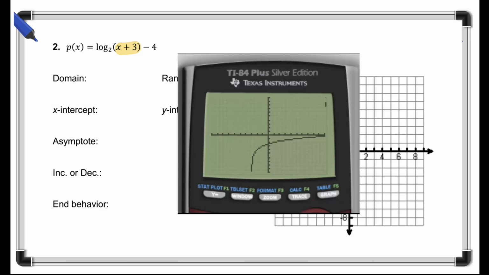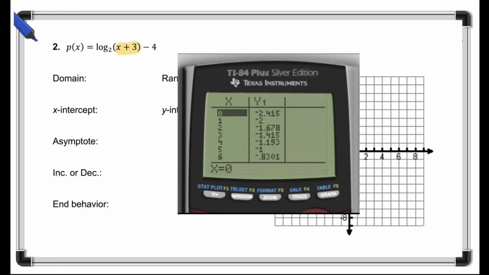Okay, so here we have our graph. Remember where your vertical asymptote is. You have a horizontal shift to the left 3, and you'll notice that your graph shifts to the left. The asymptote is x equals negative 3, and that does impact your domain. To find the y-intercept, we use the table, the second graph. When x is 0, there's my y-intercept, negative 2.415.